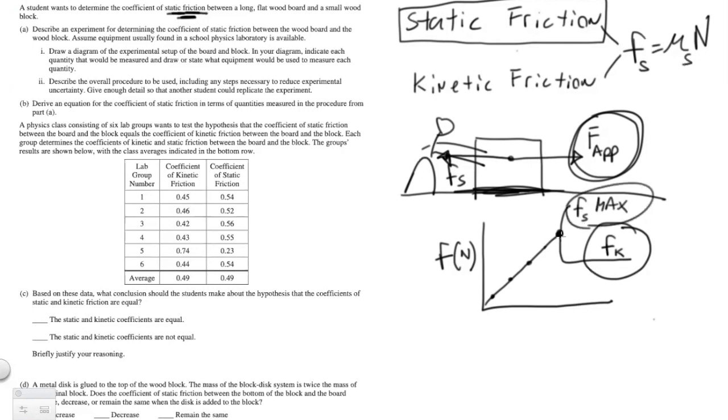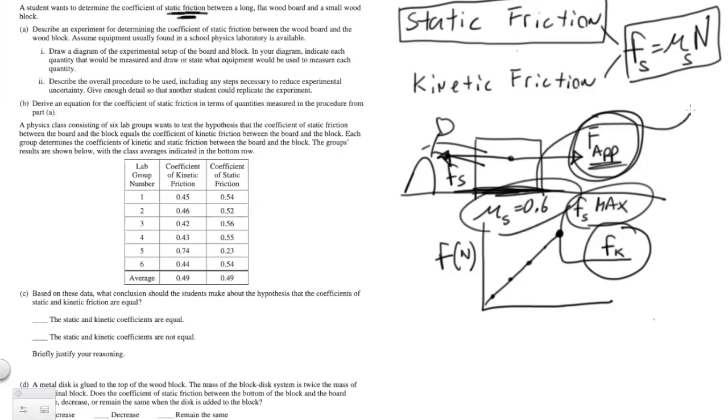You reach this point where static friction cannot provide any more force to oppose the applied force, and then the object starts to move. So when you plug into this equation for static friction, if a problem tells you, let's say, mu static equals 0.6, and you plug that into this equation, what you're calculating is the maximum static friction available. Okay, so let's erase this.